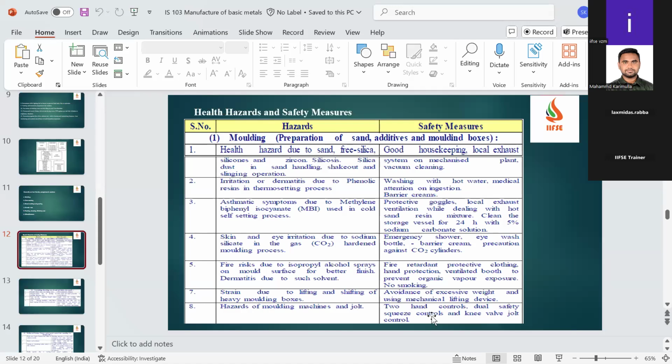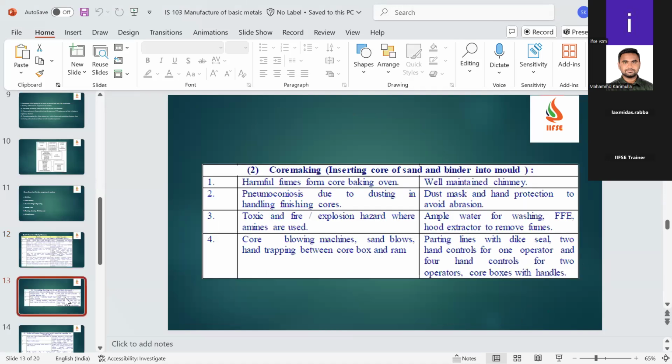Then hand mold machines. Here we can suggest two hand control or dual safety squeeze controllers or knee valve jolt controls. It is nothing but providing a two hand push button control so that we can avoid any cut or press injuries.